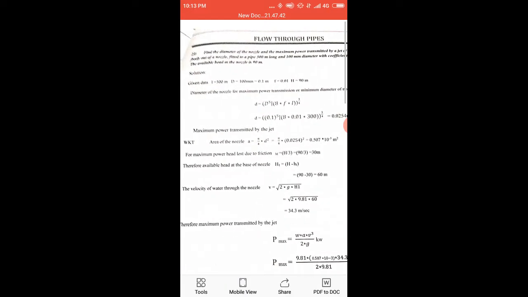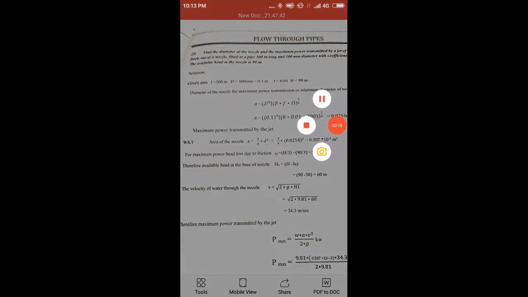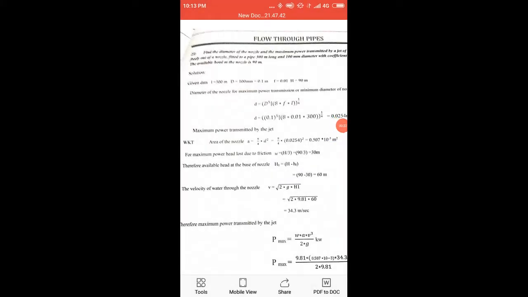So we can find the diameter of the nozzle and the maximum power transmitted by the jet of water discharging freely out of a nozzle fitted to a pipe 300 meters long and 100 mm in diameter, with coefficient of friction 0.01, and the available head at the nozzle is 90 meters.